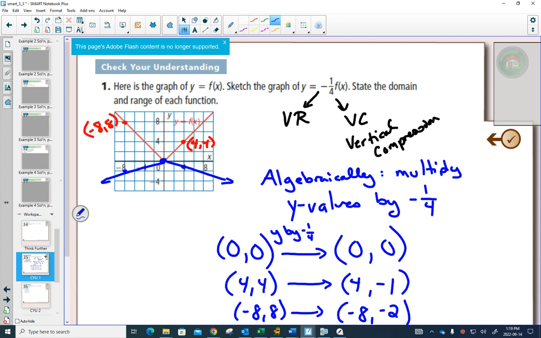And there's my final graph. Does it make sense that that graph has been flipped vertically? That looks like it's been flipped vertically. Does it make sense that it's been compressed? It becomes wider when you compress it vertically in this situation.